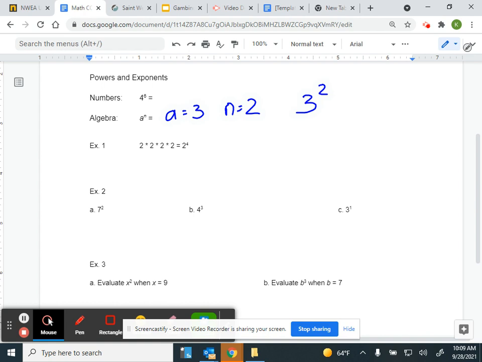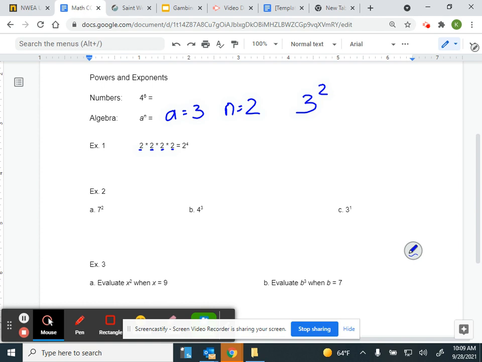All right. So here's another example that they put here. 2 times 2 times 2 times 2 would be 2 to the 4th because there are 1, 2, 3, 4 2's that we're multiplying. So it's 2 to the 4th.